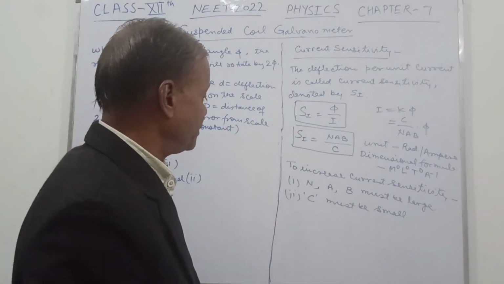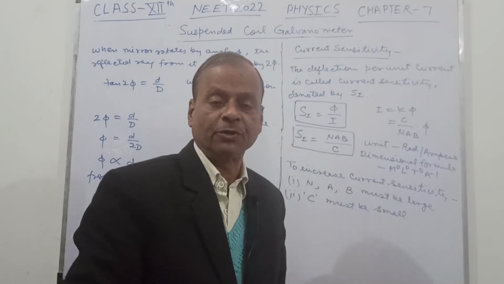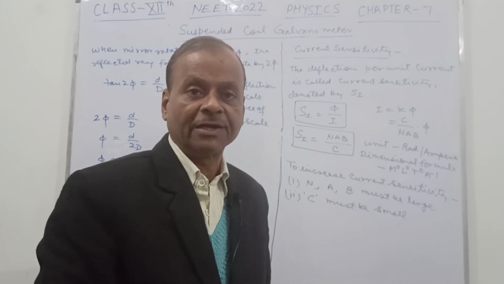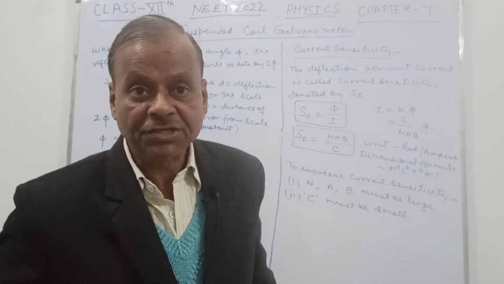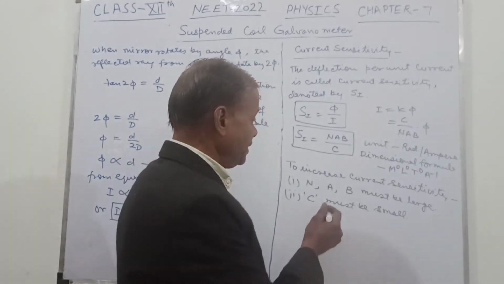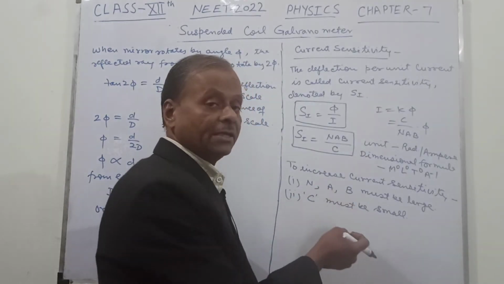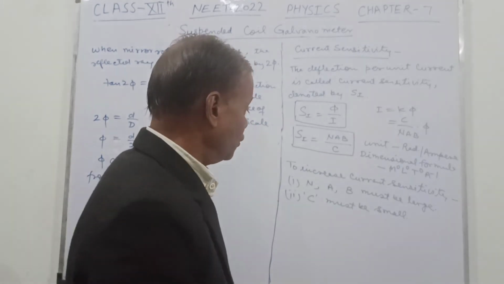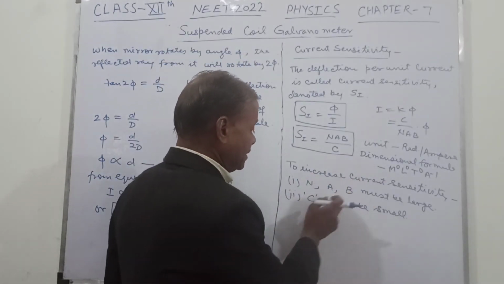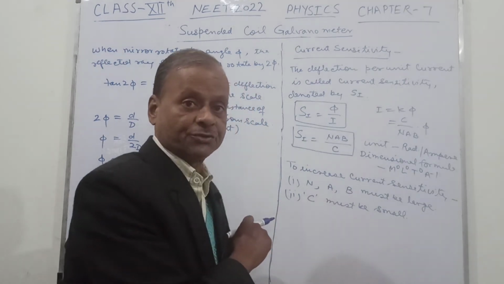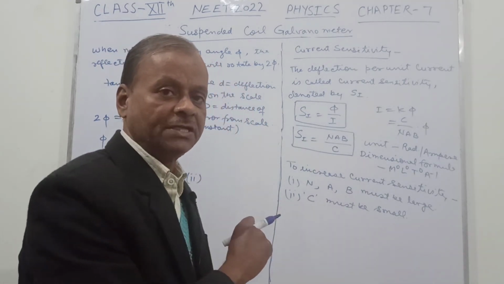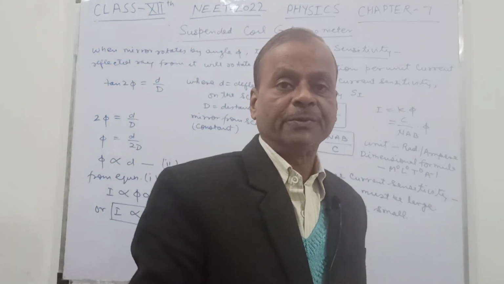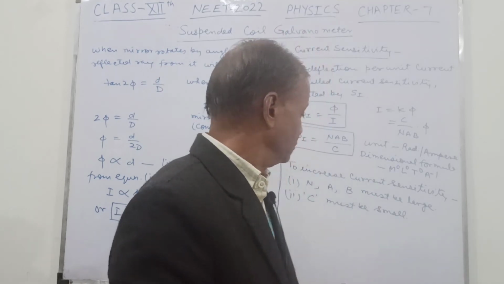The number of turns N, and A and B cannot be increased because this makes the coil very heavy, and in that condition the coil cannot be deflected easily. B is the constant, A the area, and increasing N and A will make the coil heavy. So the only method to increase current sensitivity is that C must be reduced. And I told you that to reduce the value of C, the phosphor bronze wire is used.